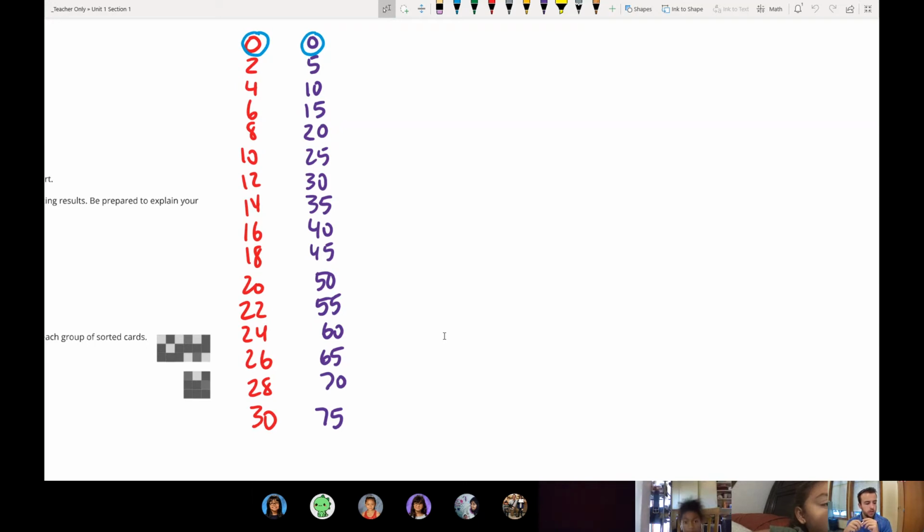Malia, is your hand still up from earlier, or do you want to share a pattern that you see? It was up from earlier. I forgot to put it down. Okay, that's okay. What about you, Elizabeth? I see your hands up.